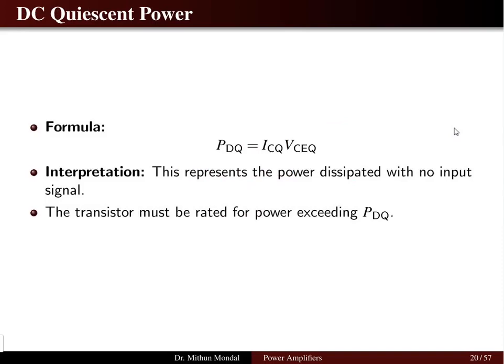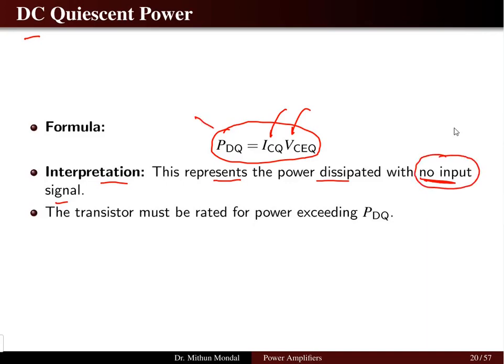The DC load line and the AC load line also give the formulas for DC power and AC power. The power under DC condition at the quiescent point is the product of the collector current and the collector to emitter voltage at the quiescent point. The interpretation is that this represents the power dissipated with no input signal. Without any input signal, this is the power which is dissipated. The transistor must be rated for power exceeding this value. So in order to operate the transistor safely, its rating must be greater than the power dissipated given by this equation.